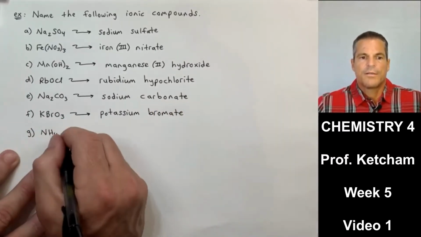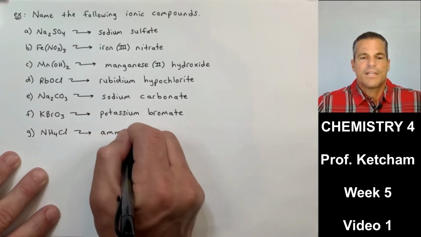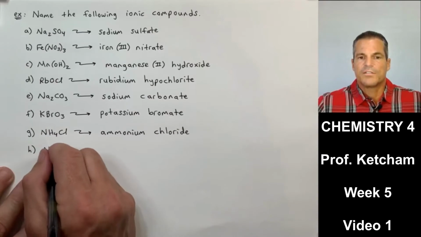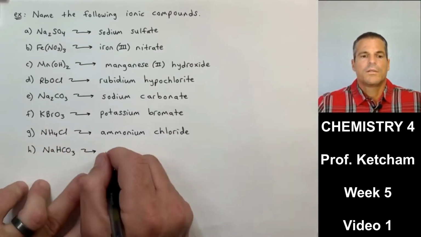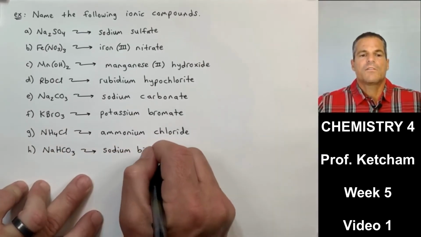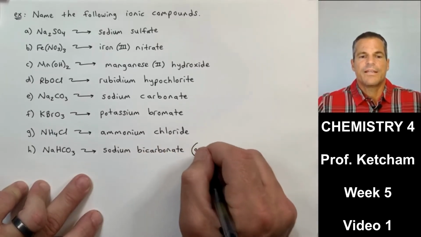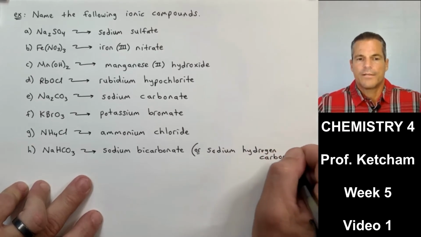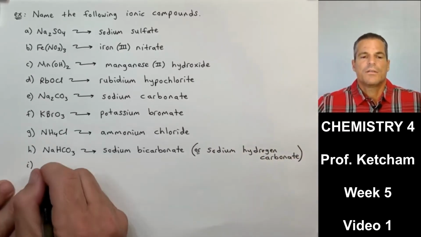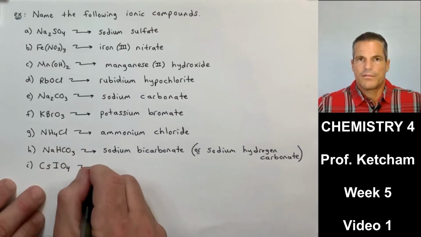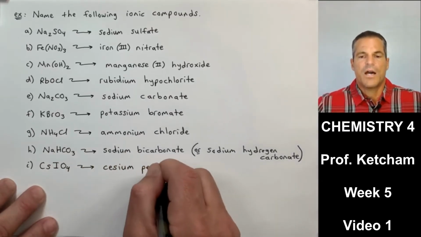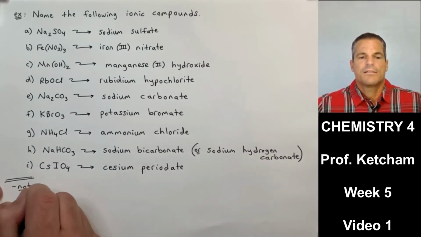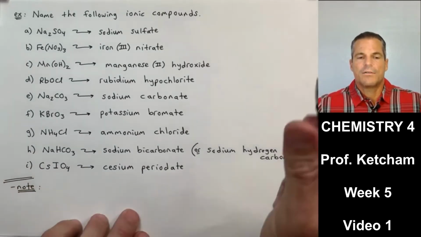Sodium carbonate. F, potassium bromate. Potassium's always a +1, group 1. It's understood. We don't need a Roman numeral. G, NH4Cl. Well, that NH4 clump there is the polyatomic cation, the only one. Ammonium chloride. H, this is sodium bicarbonate, or if you want, sodium hydrogen carbonate. I, this is cesium periodate.